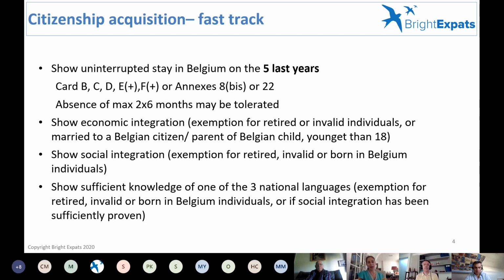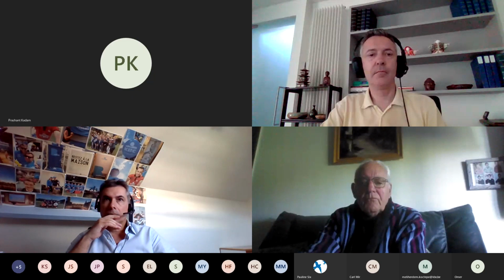So next point, how do you acquire citizenship in the fast track? We call fast track the citizenship application procedure that applies to individuals that have been here uninterruptedly for the last 5 years at least. The first thing you need is to be able to show an uninterrupted stay of 5 years. How do you do that? You have to submit your, excuse me, I think the presentation.